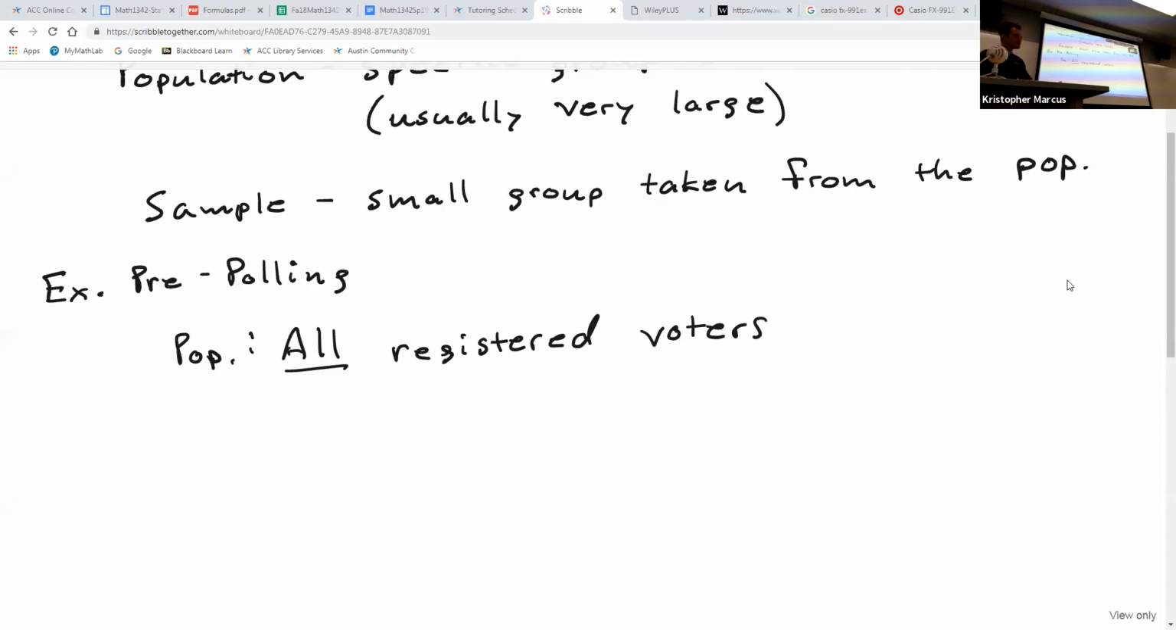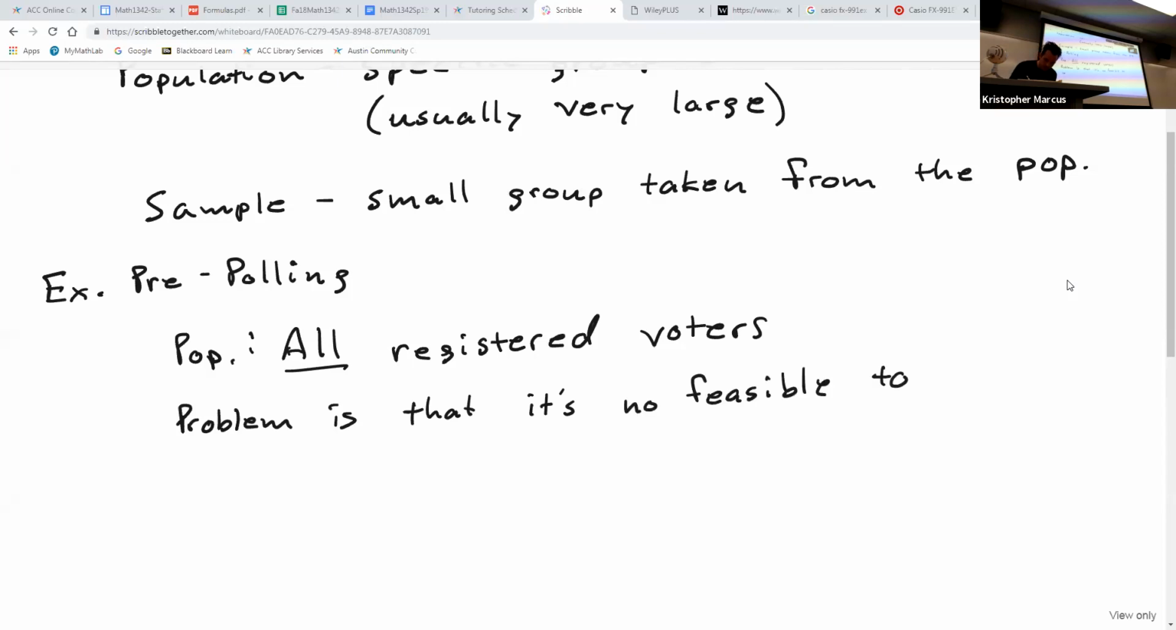cost money. So in this particular case, this is a really nice example where the problem is that it's not feasible to contact each registered voter. And that's either due to economic reasons or otherwise, maybe political reasons. There's a bunch of reasons that we might not be able to get in touch with them.